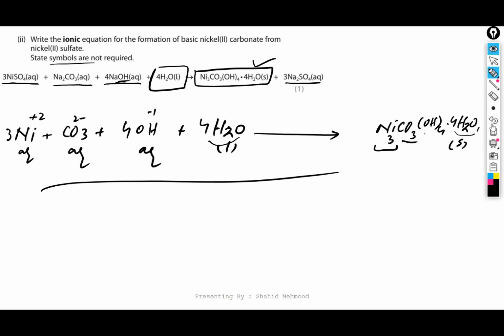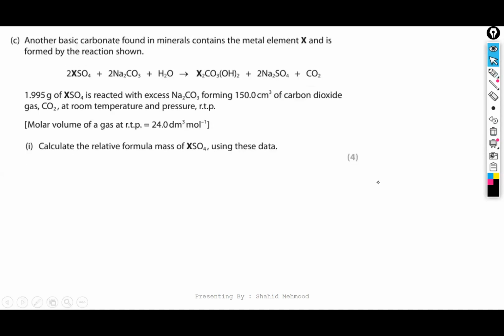Now, another basic carbonate found in minerals contains the metal element X and is formed by the reaction shown. 1.995 gram of XSO4 is reacted with excess sodium carbonate, forming 150 cm3 of carbon dioxide gas at RTP, room temperature and pressure. Molar volume is given. Calculate the relative formula mass of XSO4.